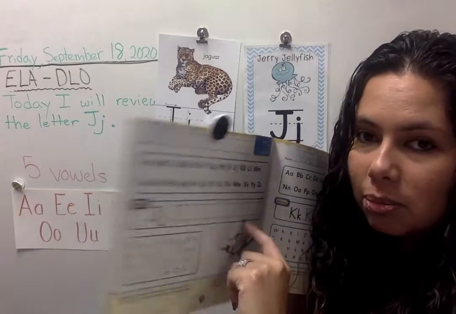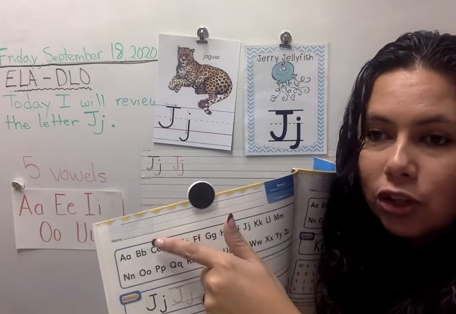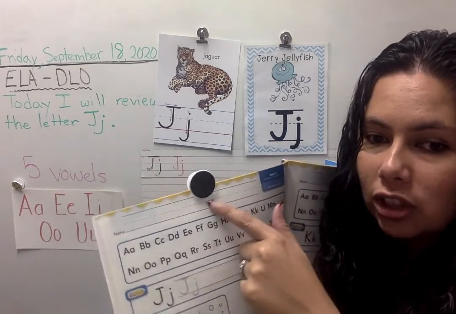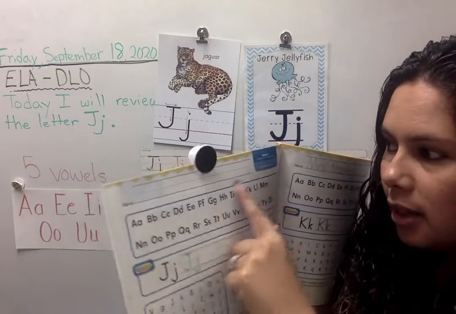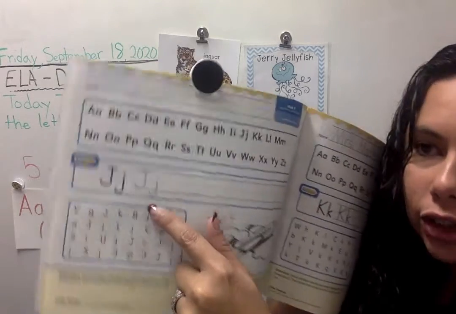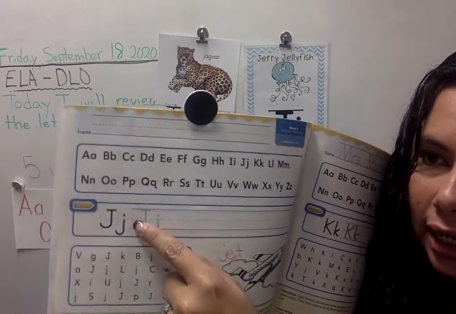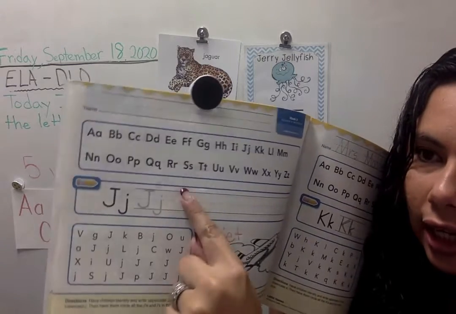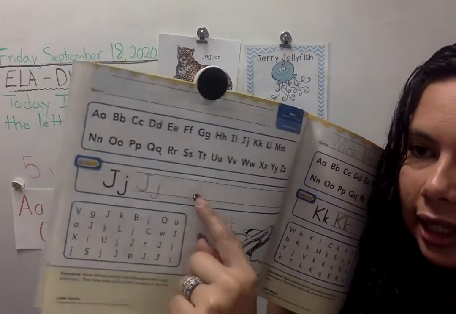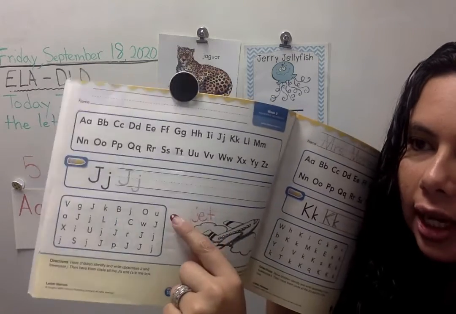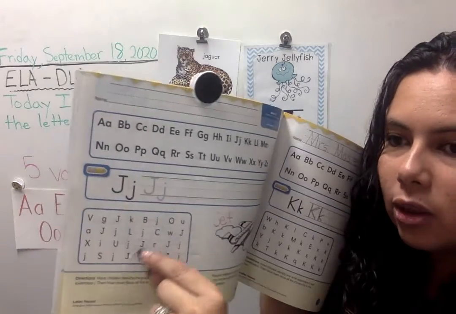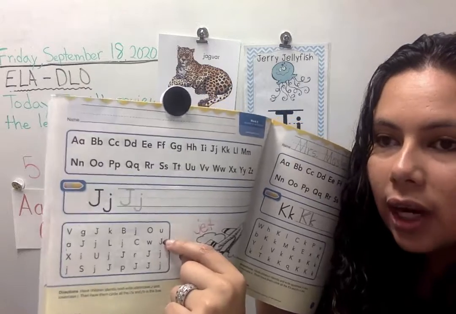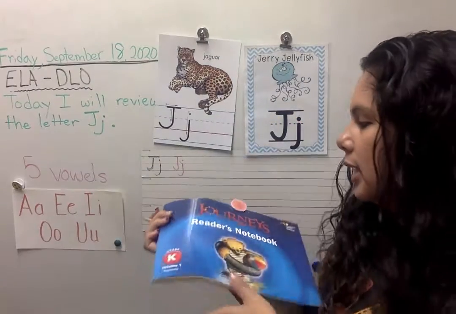But before you get to the pictures, I jumped ahead. First thing you do is always the same. Write your name up here. Find me the letter, circle it, and you're going to trace the letter J, capital J, lowercase j, finger space, and then capital J, lowercase j. And then you got to find the capital and the lowercase j's in here, okay? You guys can do this.